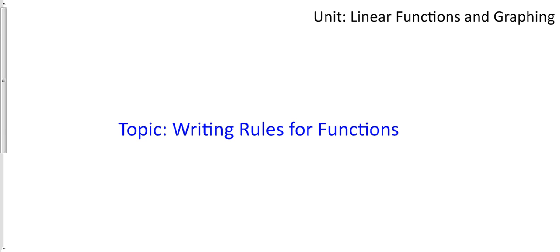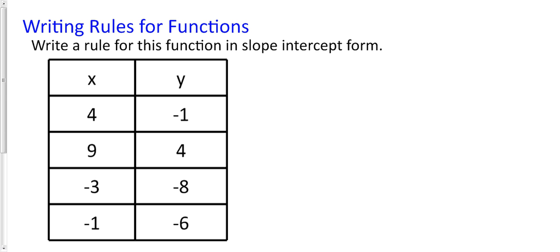In this video, you'll see how to write rules for functions. So if I have this table of values here, first off I want to know, is this a function? Yes, I do have a function here because I see for every x value, all my inputs, I only have one output. And if I plotted these on a coordinate plane, it would pass that vertical line test.